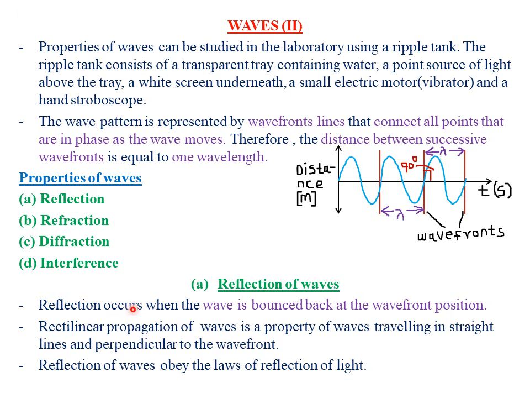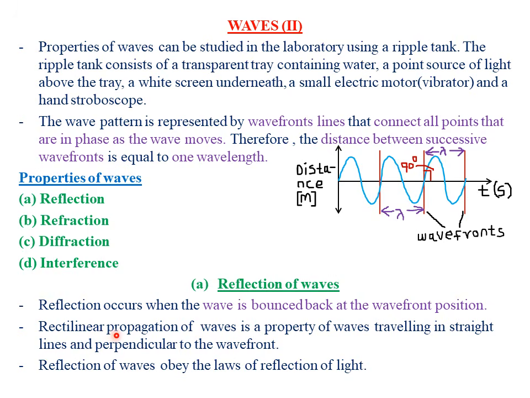So reflection in waves occurs when the wave is bounced back at the wavefront position, just like in light, whereby the reflection was simply the bouncing back of light when it hits an obstacle. Now for the case of waves, we said that reflection of waves is simply the bouncing back of waves at the wavefront position.